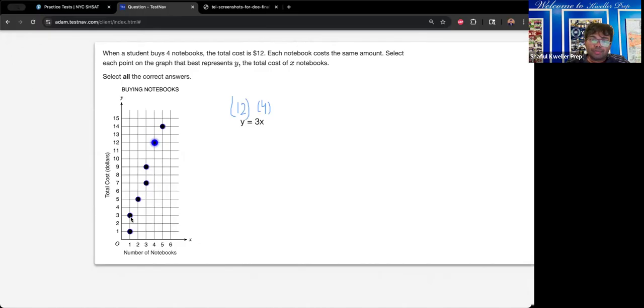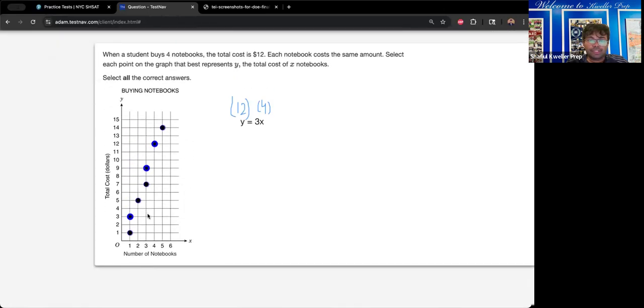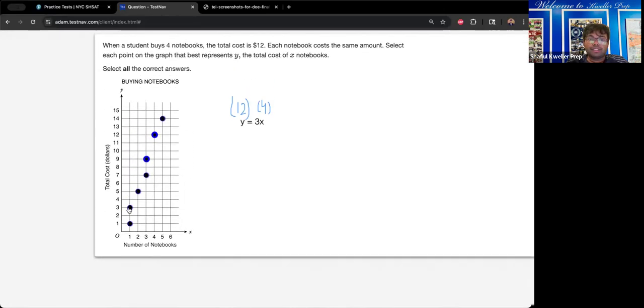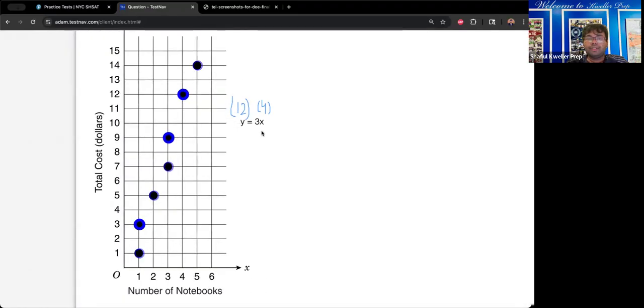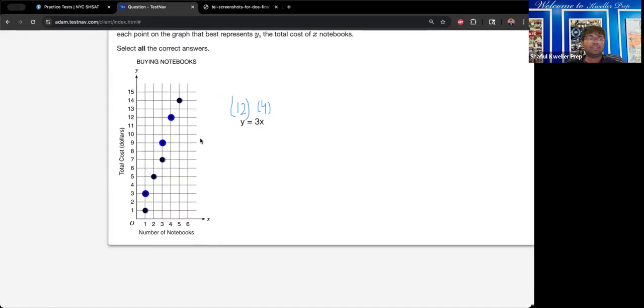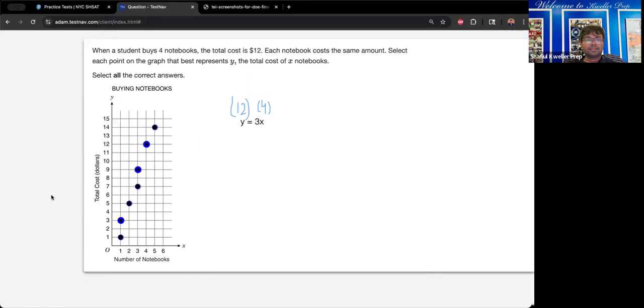So 1 notebook should be 3. 2 should be 6. That's not here. 3 should be 9, and that's here. 4 should be 12. 5 should be 15. That's not here. So only 3 points are here. This type of question, you just have to click the point. It's very obvious to see whether or not you clicked it. It's going to be blue and circled. Does anyone have any questions on this one? Again, it's a new type of TEI. Okay, let's go to the next one.